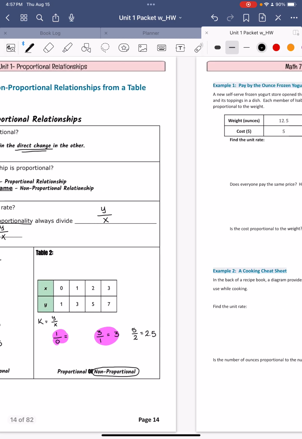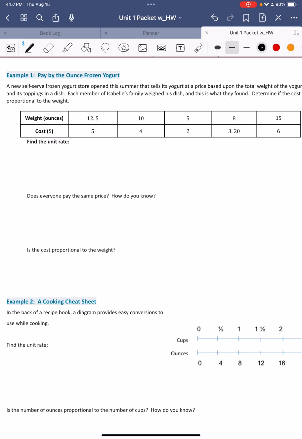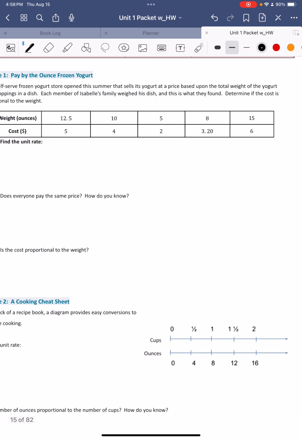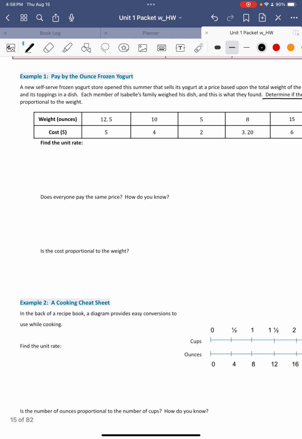Okay, next page. So example 1. A new self-serve frozen yogurt store opened this summer that sells yogurt at a price based on the total weight of the yogurt and its toppings in a dish. Each member of Isabel's family weighed his dish, and then this is what they found. So we're going to determine if that cost is proportional to the weight. I'm going to underline what we're finding. Determine if the cost is proportional to the weight.